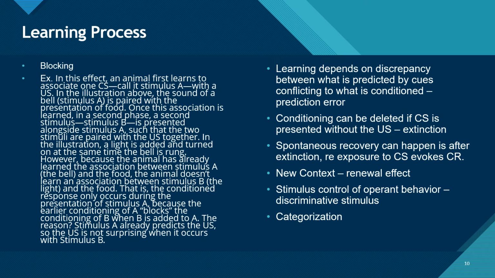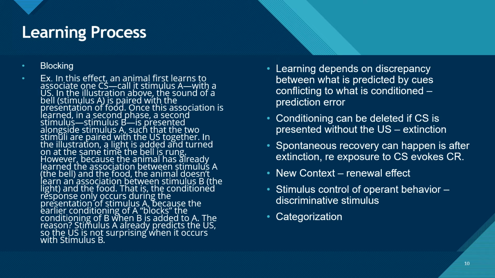So the learning process is next. So there's this idea of blocking. In the effect, an animal first learns to associate one stimulus, A, let's say the bell, to something, and then once it's learned, a second stimulus, B, is presented alongside stimulus A, such that the two stimuli are paired with the stimulus together. And so this is back to that light example. The animal has already learned the association between the stimulus, so it doesn't learn the association between stimulus B and the food. That is, the conditioned response only occurs during the presentation of stimulus A.